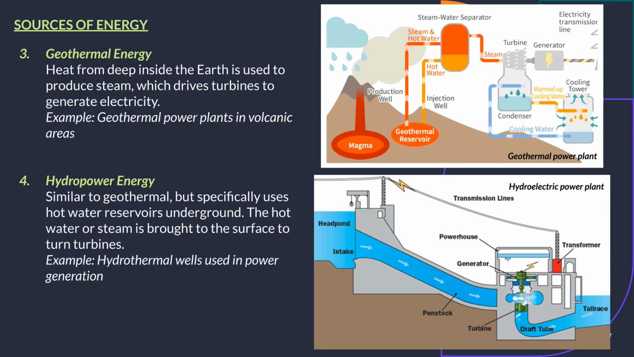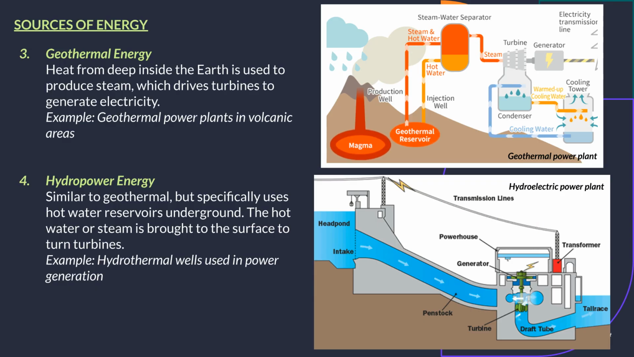Hydropower energy is generated using the motion of flowing water. Water stored in reservoirs flows through large pipes called penstocks, which direct the water toward turbines. As the turbines spin, they turn generators to produce electricity. Hydropower plants are often built near rivers or dams, where large volumes of water can be controlled. This process produces electricity without burning fuel.